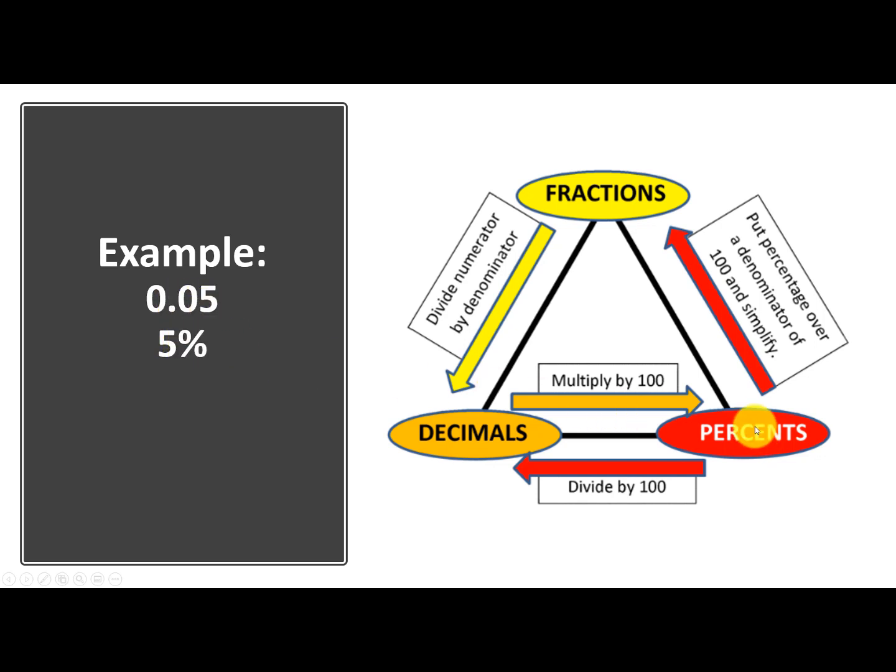And then from a percent to a fraction, we take the percent, we put it over 100, because that's what a percent is, a number compared to 100, and then we simplify. So we get 5 over 100. 5 goes into 5 one time, 5 goes into 100 twenty times. So 1/20 is the same thing as 5%, which is the same thing as 0.05.